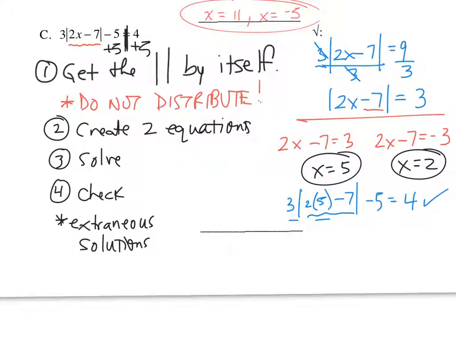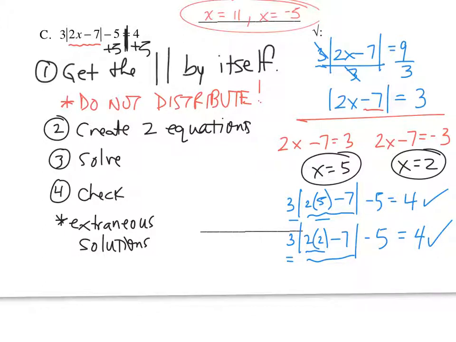Okay. So then, if I do it again, 3 times the absolute value of 2 times 2. What's 2 times 2? Minus 7. What's 4 minus 7? Negative 3. What's the absolute value of negative 3? Positive 3. Times the 3 on the outside, 9. Minus 5 is 4. Check. It works. Okay? Sounds like we struggled with that. Maybe you guys need to do your checks all the way through. But I wanted to show that both answers do work.